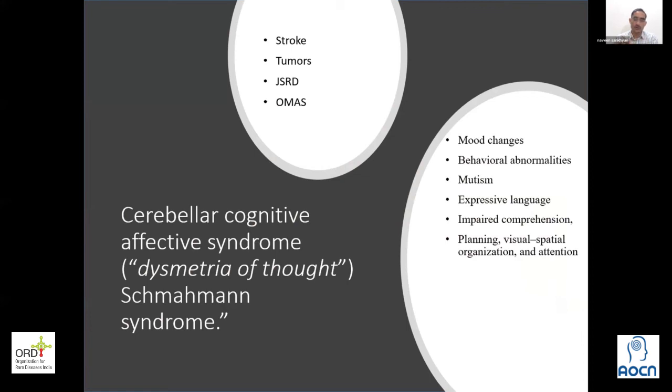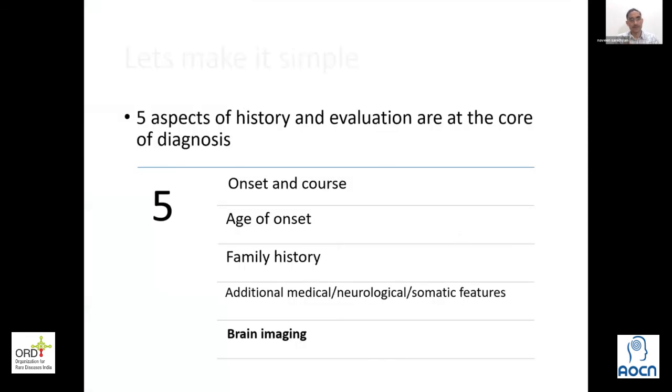Initially, the cerebellum was thought to just mediate the motor manifestations and cause dysmetria, but now we know that both acute and chronic cerebellar disorders can have mood changes, behavioral abnormalities, abnormalities in language, both expressive as well as in understanding, and impaired executive function.